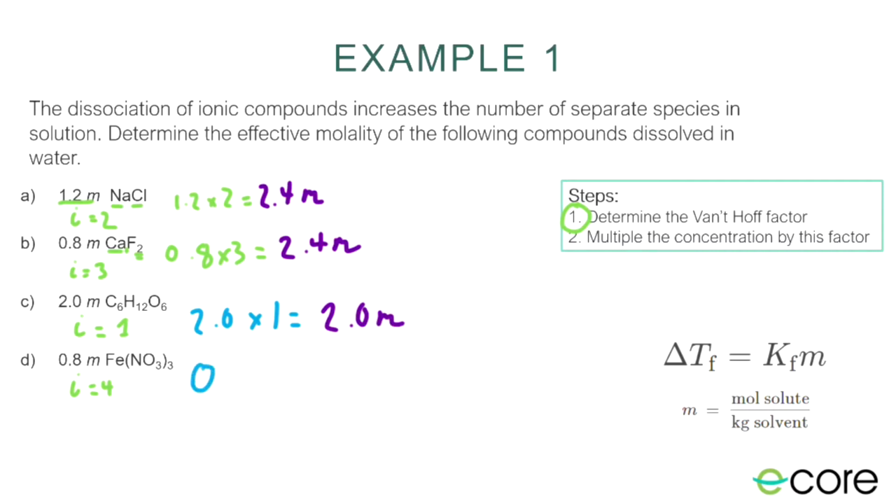Okay, then 0.8 times 4. That's going to give me 3.2 for my molality. Okay, now the reason that's relevant is because remember, the number of individual little non-volatile solute particles in solution is what determines the freezing point depression.